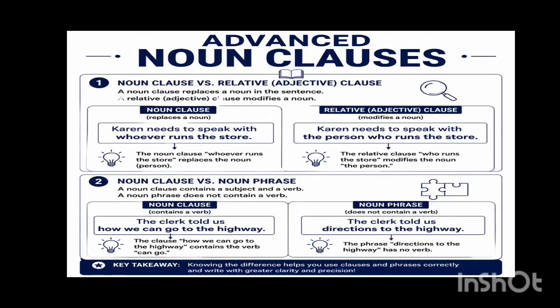Now we want to see noun clause versus relative or adjective clause. Let's distinguish a noun clause from a relative clause. This is important because both may begin with words like who, which, or that, but their functions are different. A noun clause replaces a noun. For example, Karen needs to speak with whoever runs the store. Here the clause whoever runs the store functions as the object of the preposition with, and it's a noun clause.